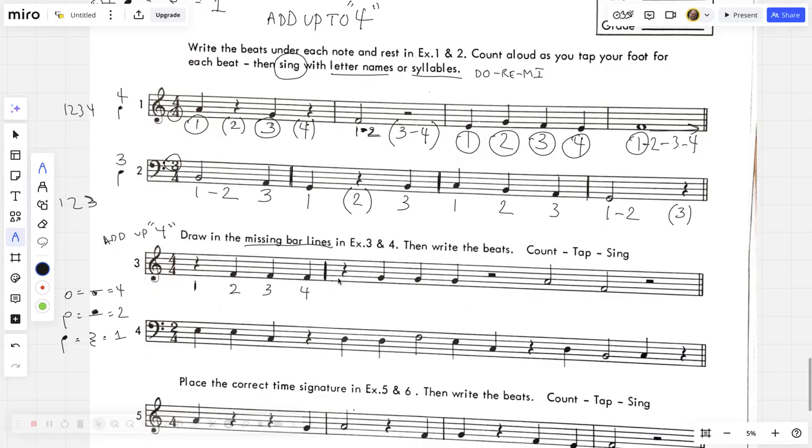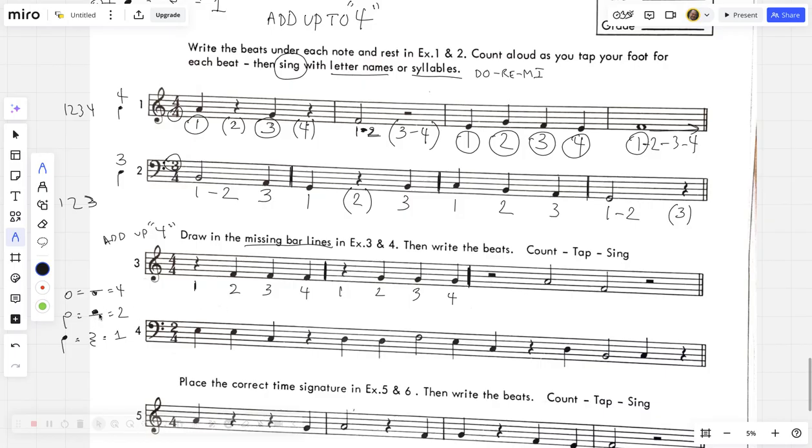Now we know once we put a bar line in, it resets the count back to 1. This is a quarter rest. Gets 1 beat. Quarter note, beat 2. Quarter note, beat 3. Quarter note, beat 4. You guessed it, bar line. Now what kind of rest is this?